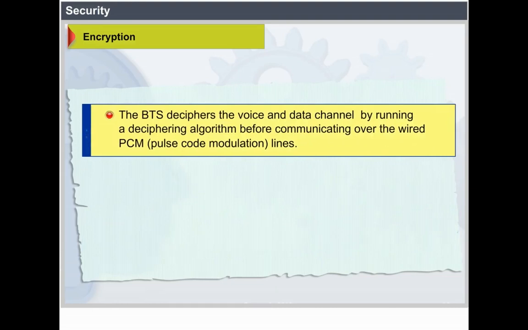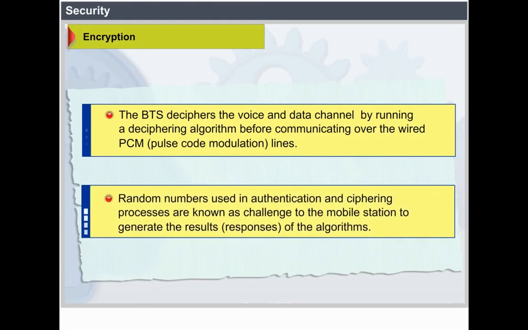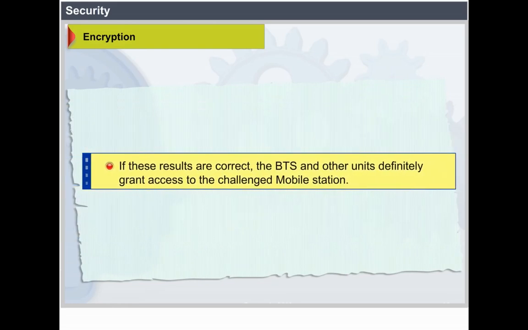The BTS deciphers the voice and data channel by running a deciphering algorithm before communicating over the wired PCM, pulse code modulation, lines. Random numbers used in authentication and ciphering processes are known as challenges to the mobile station to generate the responses of the algorithms. If these results are correct, only then do the BTS and other units grant access to the challenged mobile station.